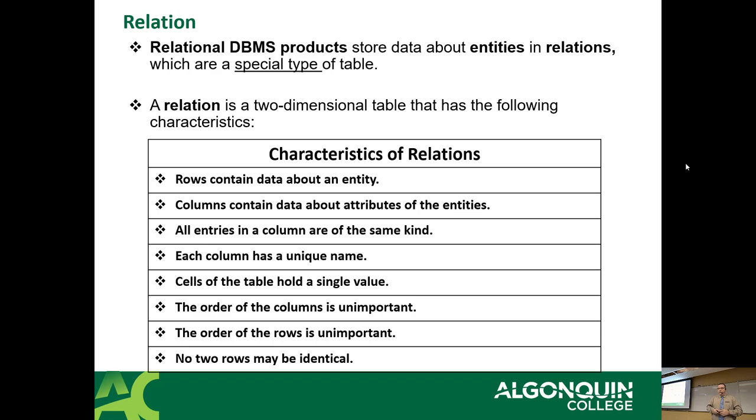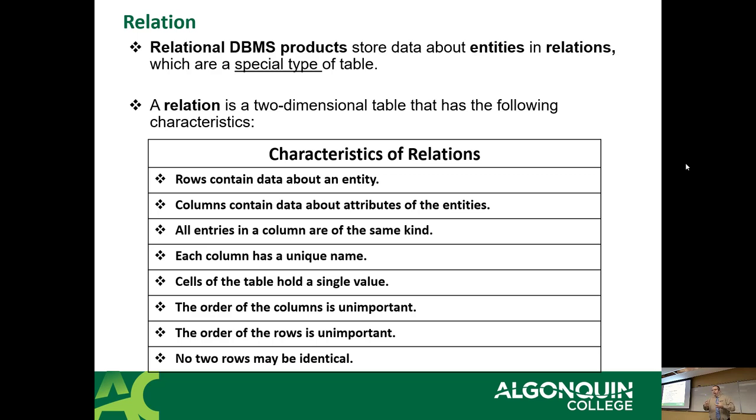Order of the columns is not important. So you could literally have address, first name, date of birth, last name. The database server does not care. The order of the columns is not important as long as it's always the same data that goes into the same column. The order of the rows is not important. The database server could not care less what order the data is in. It can take care of sorting it for you.